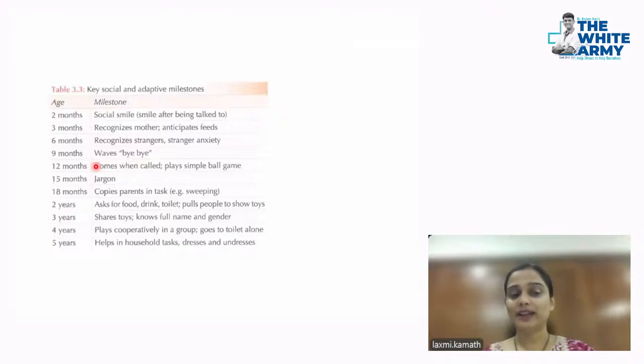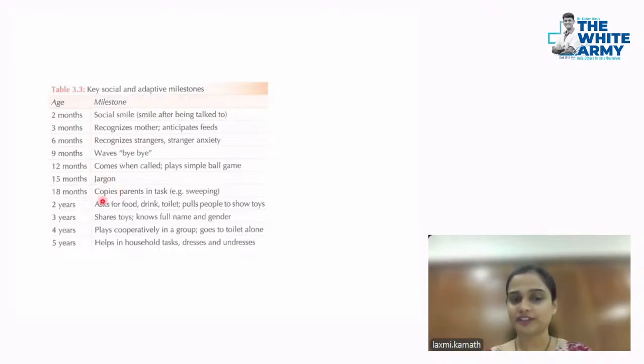And at 12 months, the child comes when called. Because at 12 months, the child is able to stand, when you call the baby, the child comes to you. At 15 months, there is jargon speech. That means the child continuously talks. So that comes around 15 months of age. At 18 months, the child starts copying. Whatever the mother is doing, it will try to do. So that is 18 months copying.